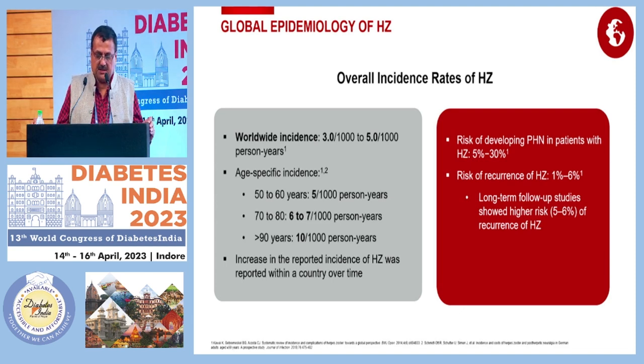The risk of developing postherpetic neuralgia in patients with herpes zoster is 5 to 30%, and the risk of recurrence of herpes zoster is 1 to 6%. Long-term follow-up studies showed a higher risk, 5 to 6%, of recurrence of herpes zoster.